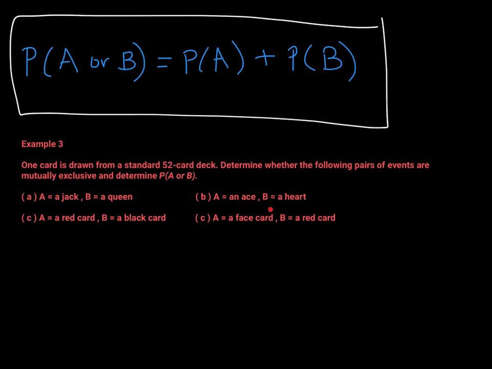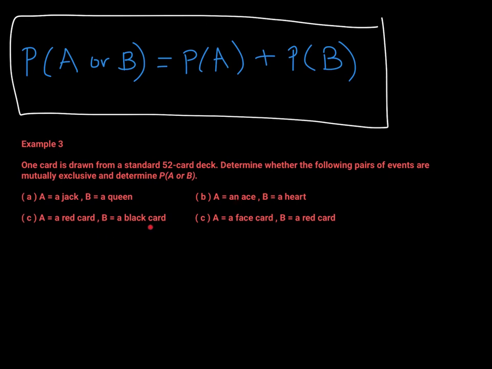For the second one, an ace and a heart. These two events are not mutually exclusive because both of these can happen at the same time. There is an ace of hearts. So you can have event A and B happen at the same time. So these are not mutually exclusive.